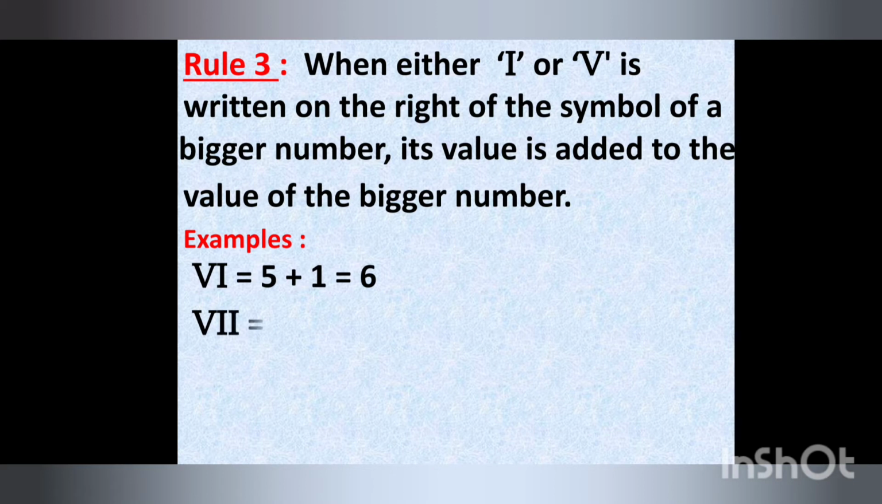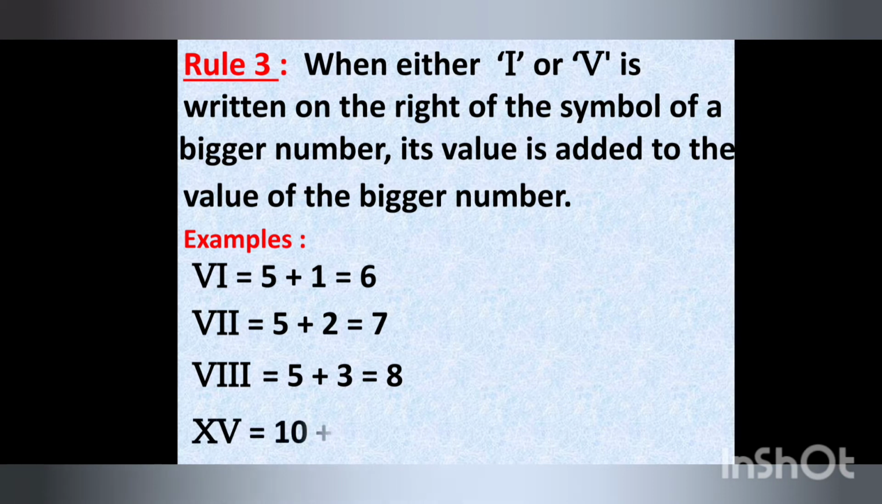VII, where II is 2 and V is 5, and II is written on the right side of V. As per the rule, 2 will be added and we will get the value 7. VIII, where III is 3 and V is 5, and as per the rule, III is written on the right side of V, so we will add 3 to 5 to get the value 8.